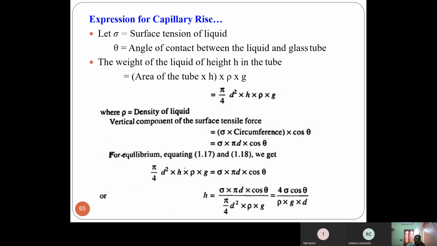If we solve this, we get h equal to 4 sigma cos theta by rho g d. The expression for capillary rise is 4 sigma cos theta by rho g d. That is the thing we have to remember.